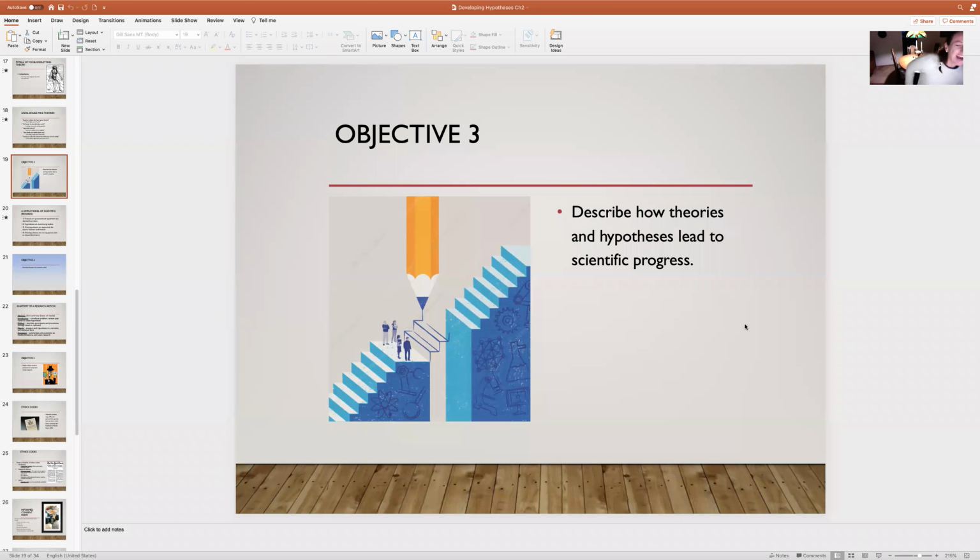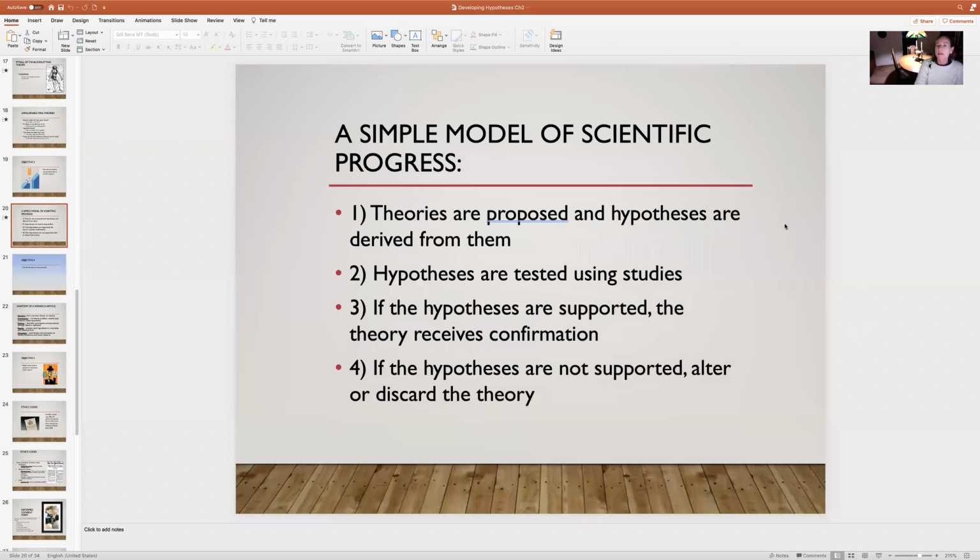Hello, class. I am back once again on chapter 2, objective number 3, and we're going to talk about how theories and hypotheses lead to scientific progress. So let's just go with a simple model of scientific progress. We propose a theory. We get some hypotheses coming from them. Hypotheses get tested using studies, all the things we're going to talk about in this class.